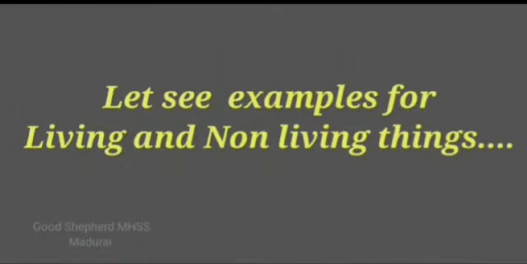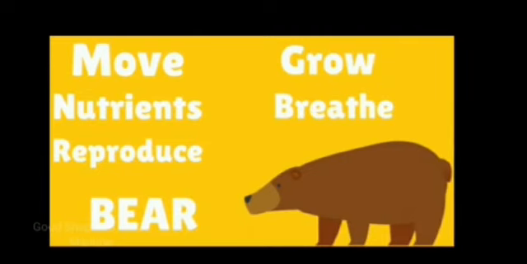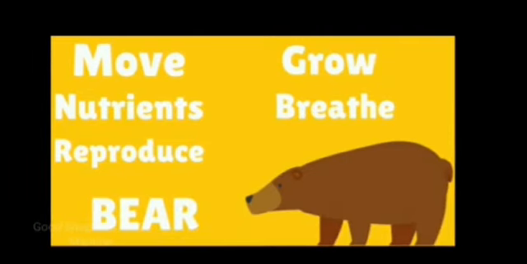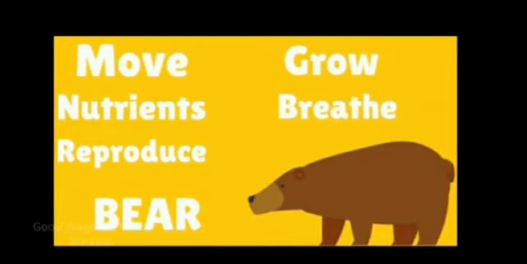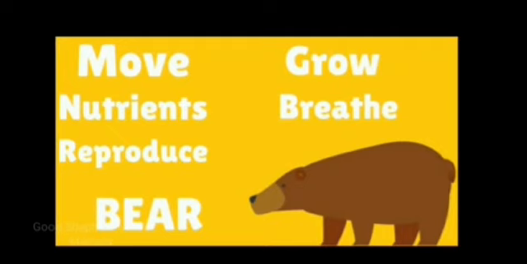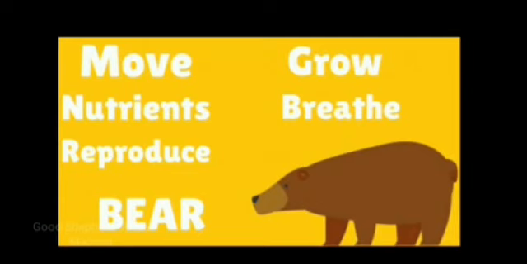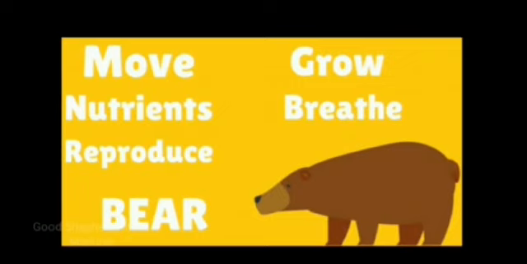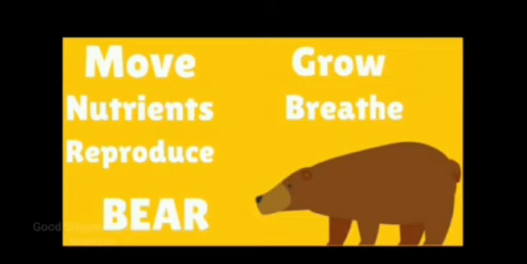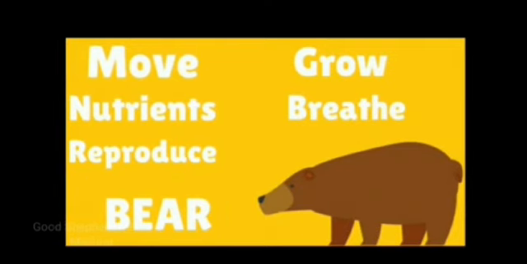Let's see examples for living and non-living things. Bear. Bear is an animal. It is a living thing. The bear can move by its legs. It can walk or run. It gets nutrients from its food. It can reproduce by giving birth to young ones, that is, it can have a baby bear. And it can grow. The bear can breathe through its nose. Thus, the bear is a living thing.